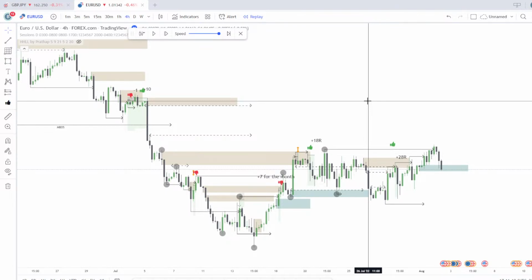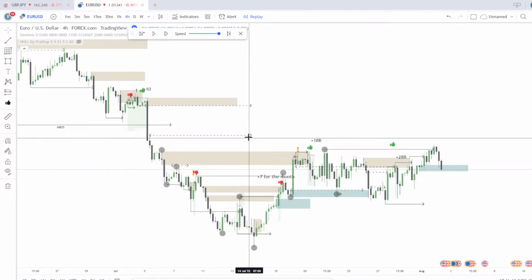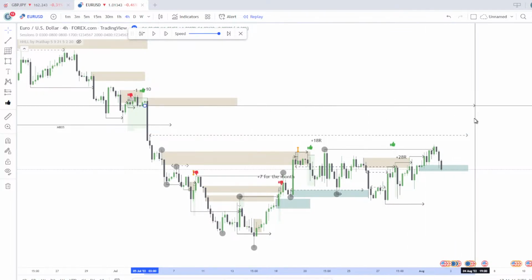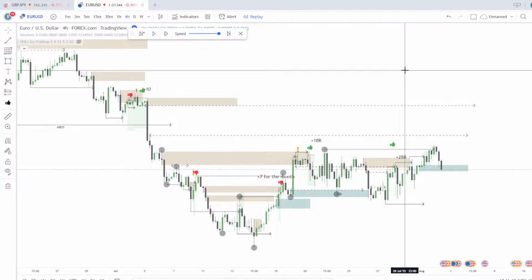That's beautiful. We're also busy moving into this imbalance here. There'll definitely be an entry here, bro. Definitely. Look at that imbalance.